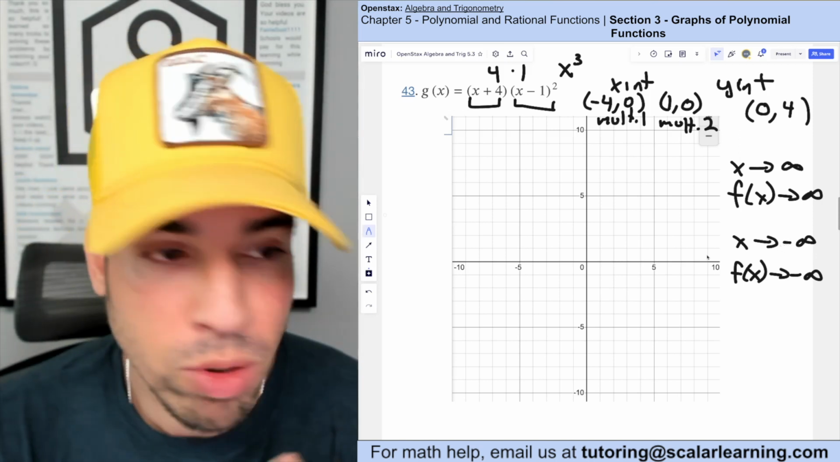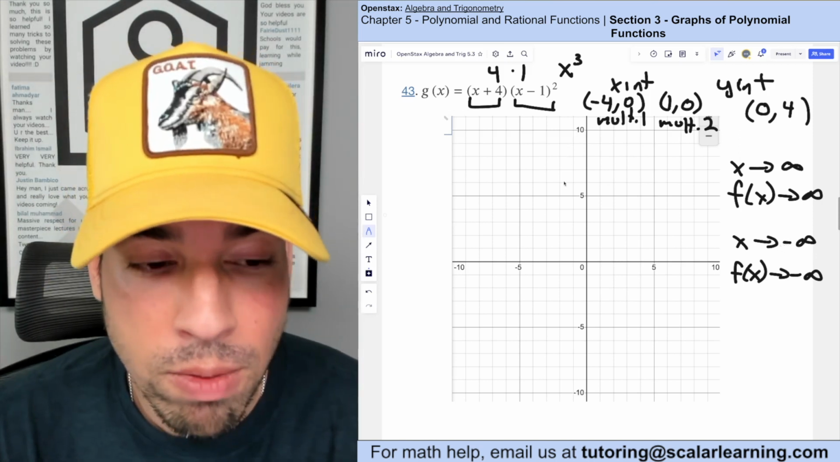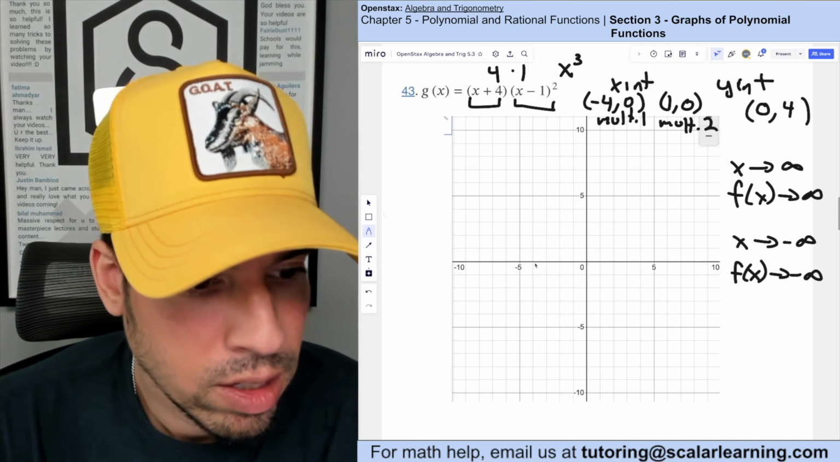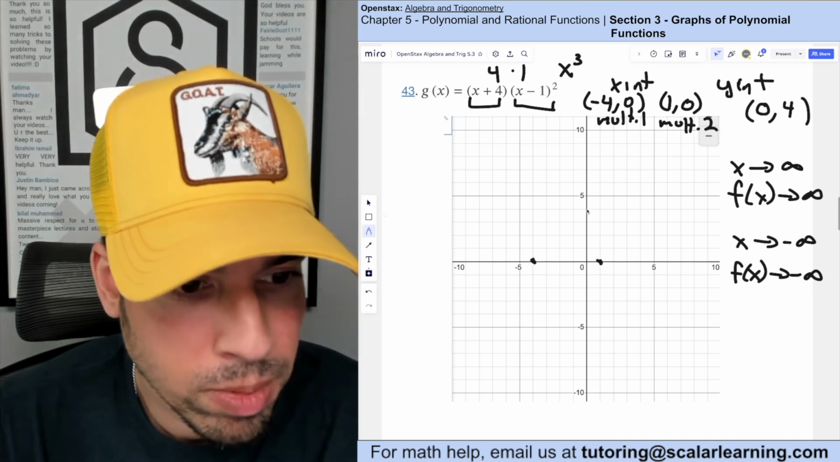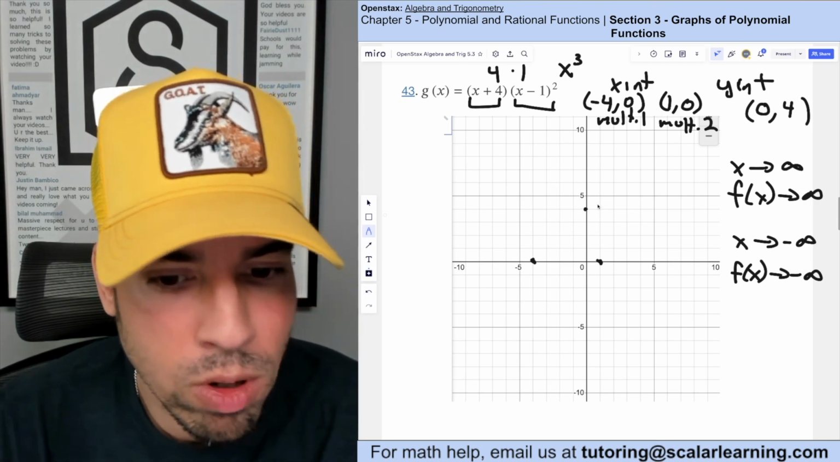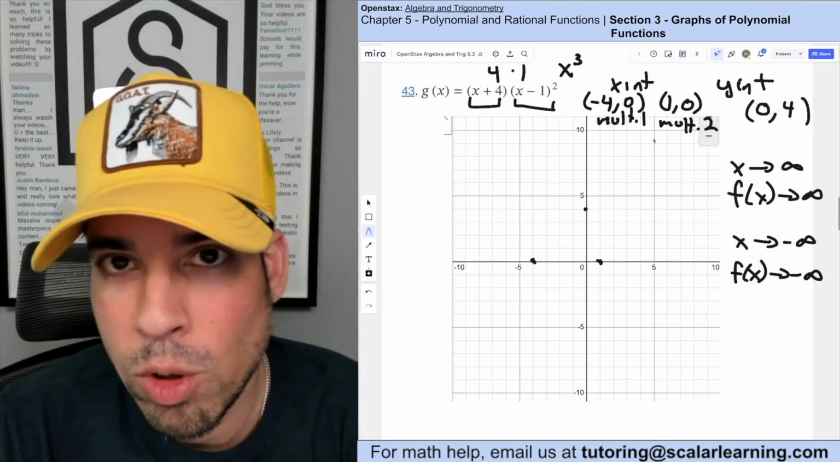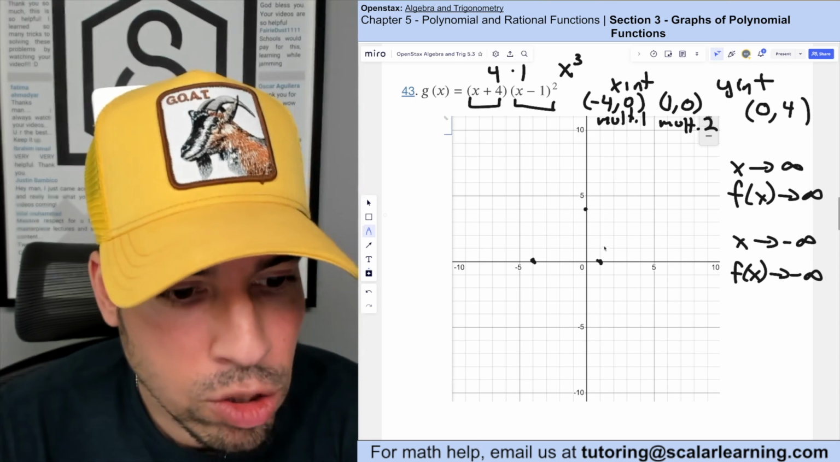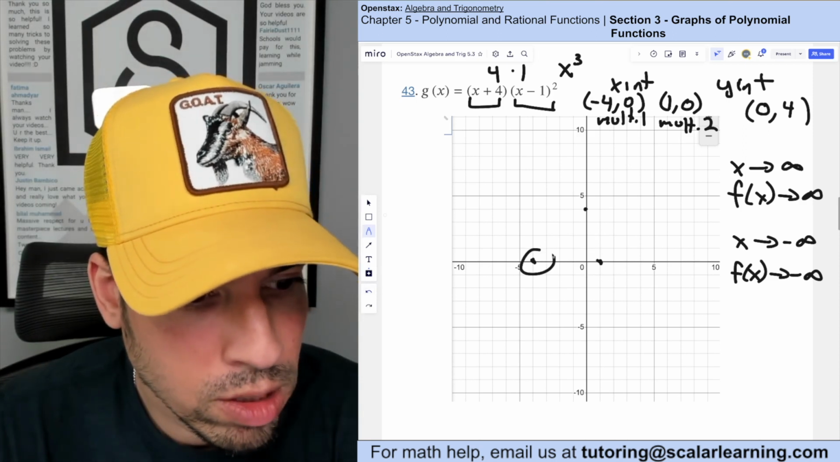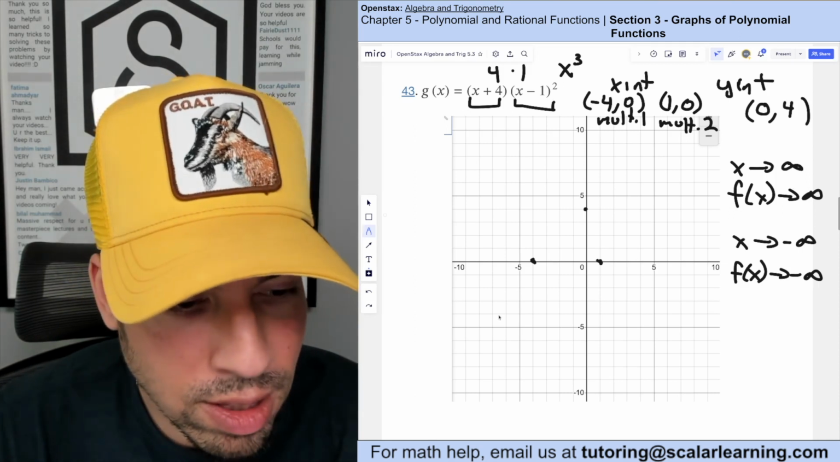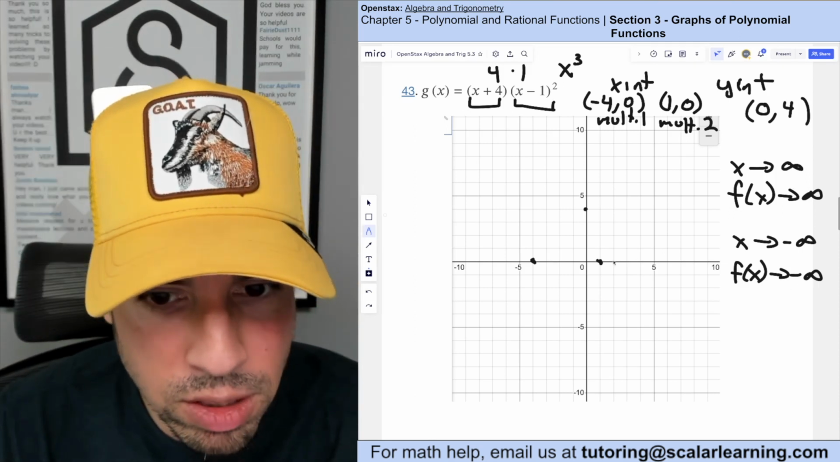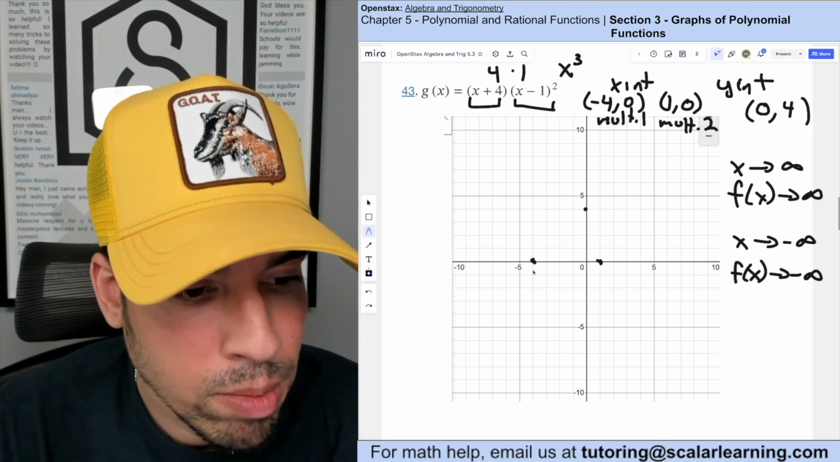So now we got the components to put this together, and I'm going to show you how. So we got the x-intercepts of negative 4 and 1, 0 right there. We got a y-intercept of 0, positive 4. And now we're going to see how the multiplicities affect everything. So this one has a multiplicity of 2. This one has a multiplicity of 1. By the way, we have our end behavior. As x goes to the left, it's going towards negative infinity, to the right, positive infinity. So let me show you what that looks like.